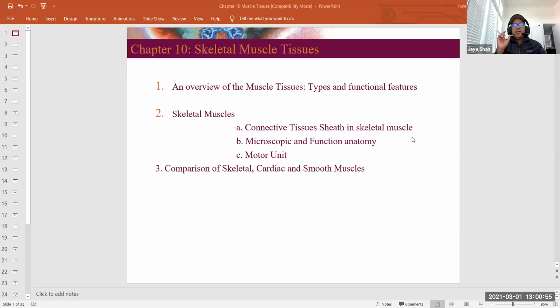Skeletal muscles are very thin muscles and a delicate structure. So to protect them, we have several layers of connective tissue covering them. So we're going to talk about the connective tissue sheath in a skeletal muscle. After that, we will go over microscopic and functional anatomy.